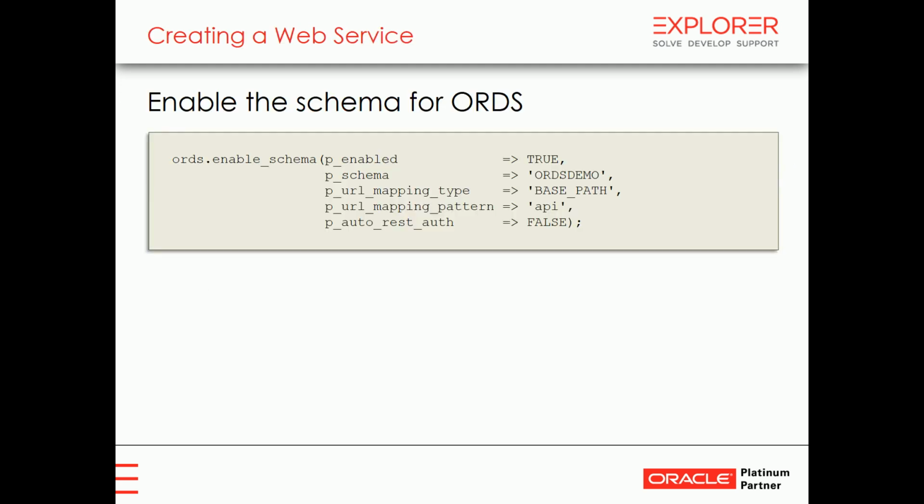Before creating any web services, the relevant schema needs to be enabled for ORDS. This is done using the enable schema procedure. As you can see from this example, the schema pattern mapping can be different from the actual schema name. Here, the database schema is called ORDS demo, but it will be referenced as API within all web service URLs.